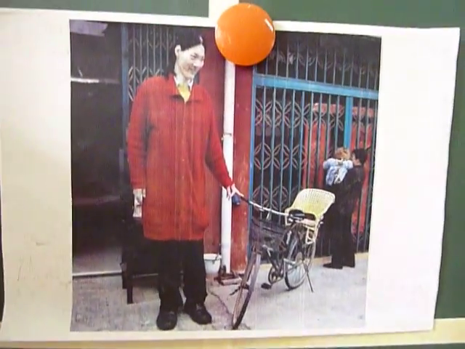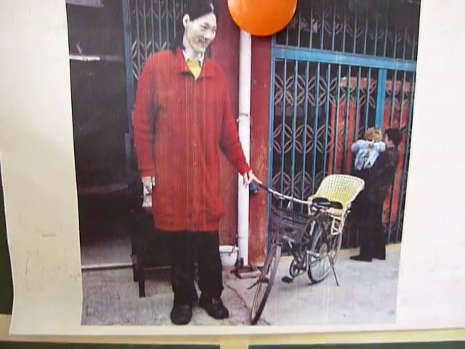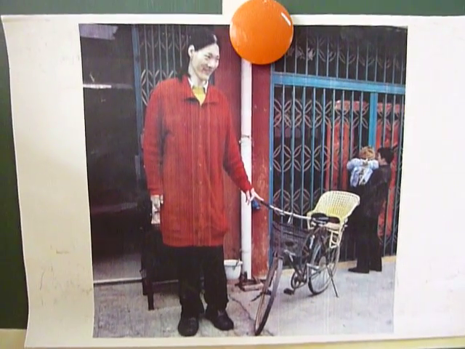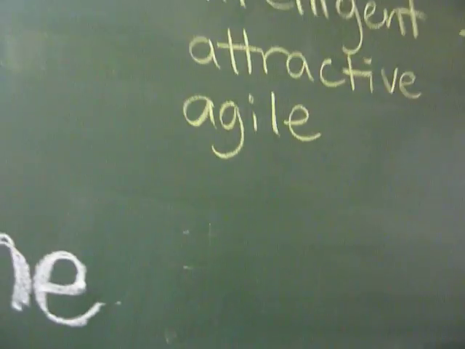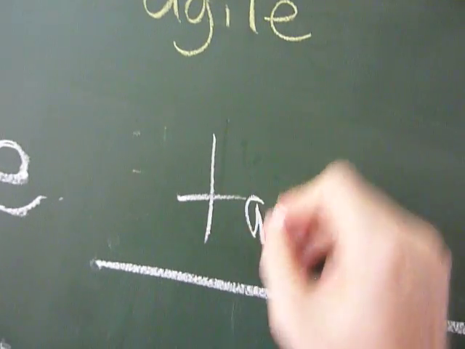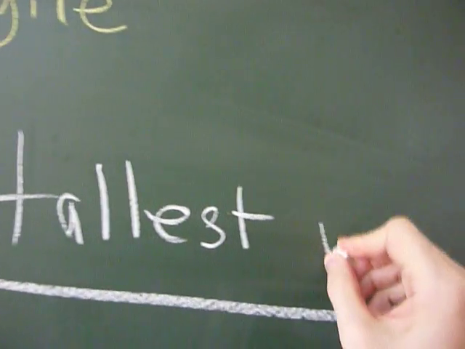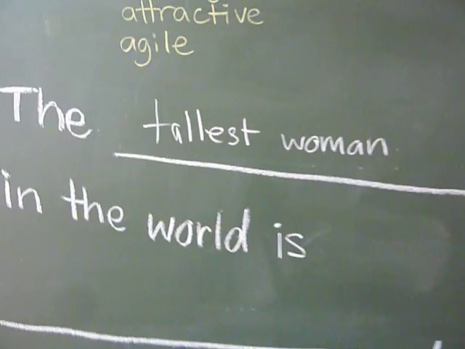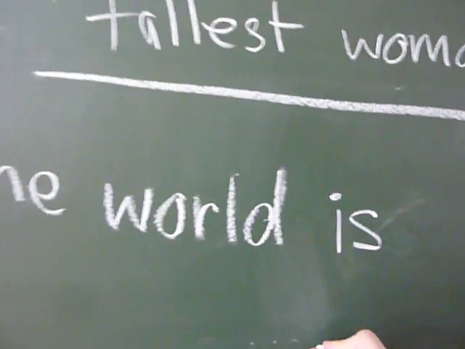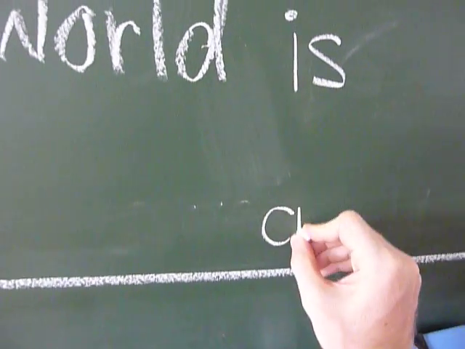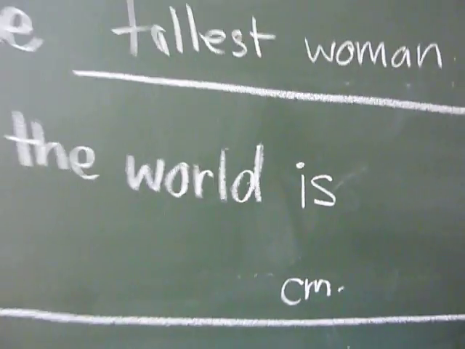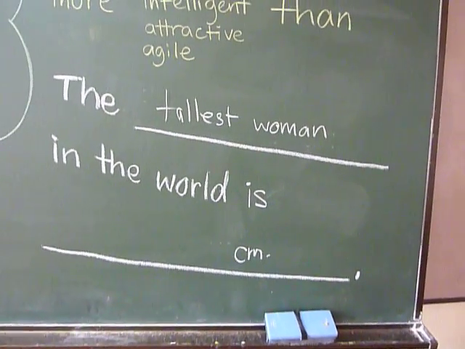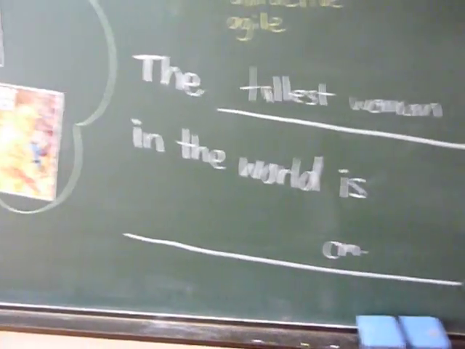And I will introduce the idea of this picture. So in this case, this is the world's tallest woman. The world's tallest woman. So, the tallest woman. The tallest woman in the world is, and we want an answer in centimeters. So this is what we're looking at. The tallest woman in the world is how many centimeters?